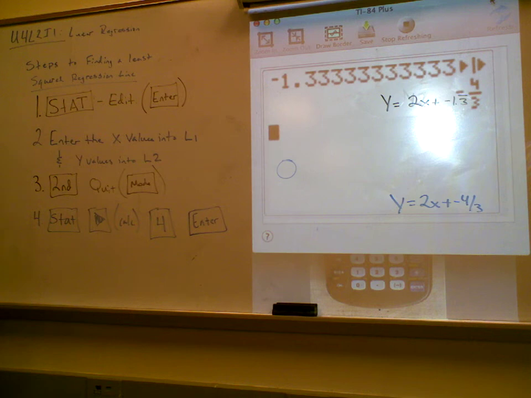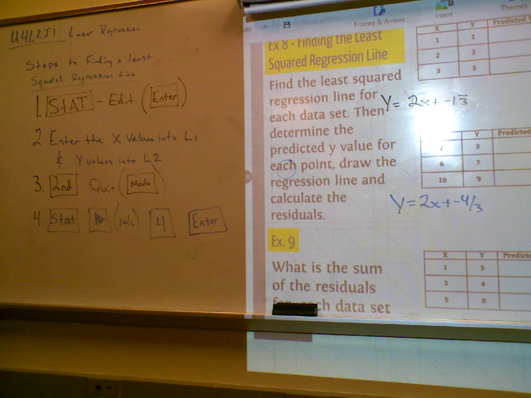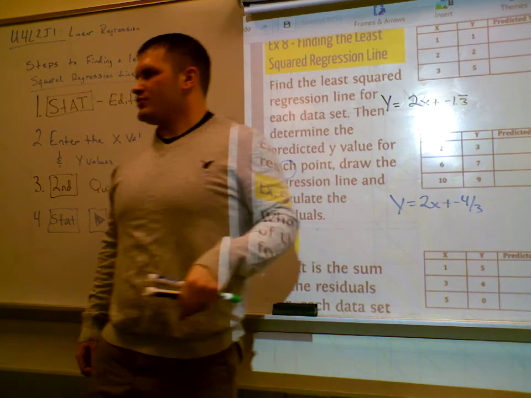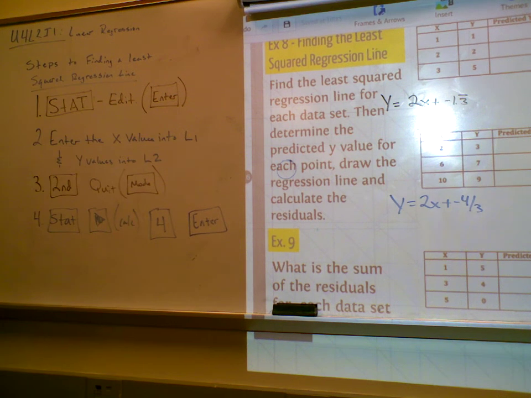Does that make sense? Some of you are probably thinking, what now? What did that give me? You put it in the line. Okay. So now if we go back to our example, this is the data we just entered in here: 1, 2, 3, 1, 2, 5. That's the data we just entered in, correct?